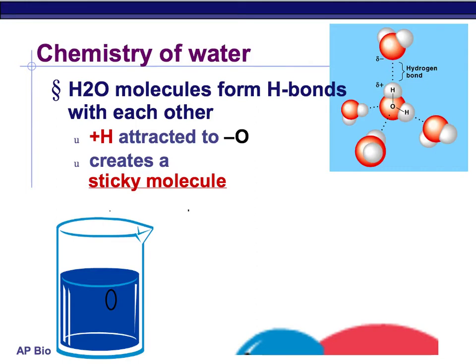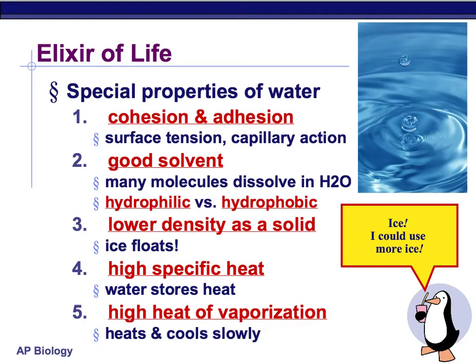So if you've ever looked at the meniscus in a graduated cylinder, for example, you know how it creates that curve? Well, one of the reasons there's that curve is because water is a sticky molecule. Those water molecules are being attracted to the sides of this graduated cylinder. We'll explore that in some more detail in a bit. So water is known as the elixir of life. These are all the properties, and I'm going to step through them one at a time so you don't need to get them down all now.